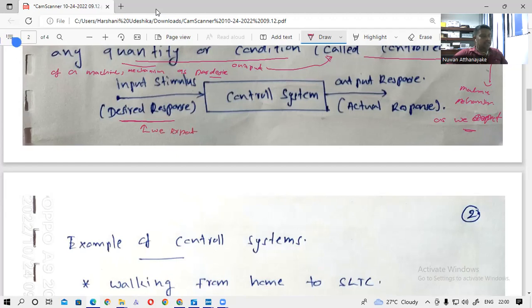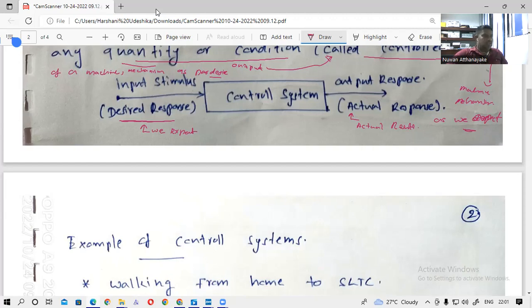Okay. And we have a control system and then we have the output response. So this will be the actual result. Although we are using a control system, the actual result may be different from the expected value. So that is why we need some modification and some optimization for that.